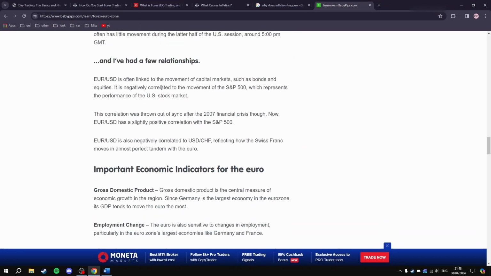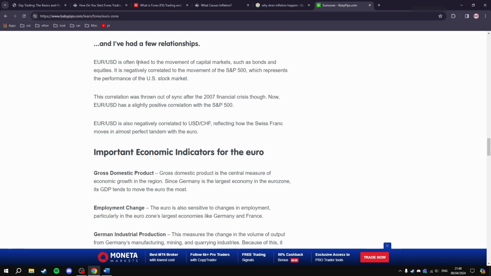And have a few relationships. EUR/USD is often linked to the movement of capital markets such as bonds and equities.